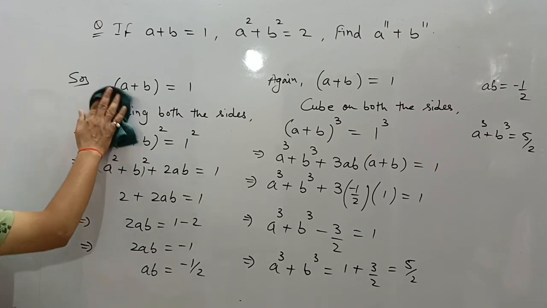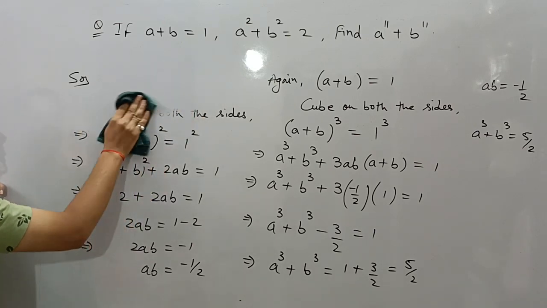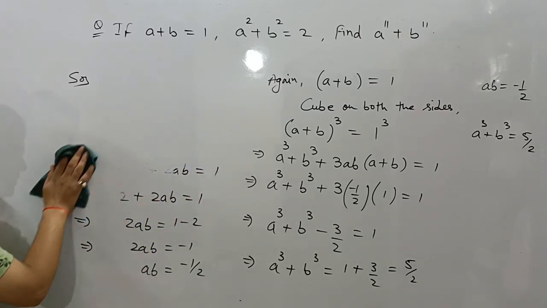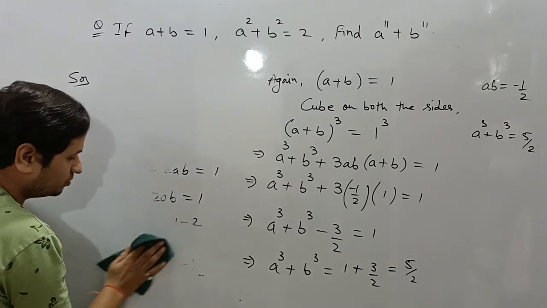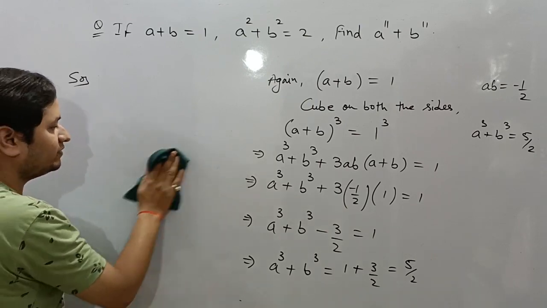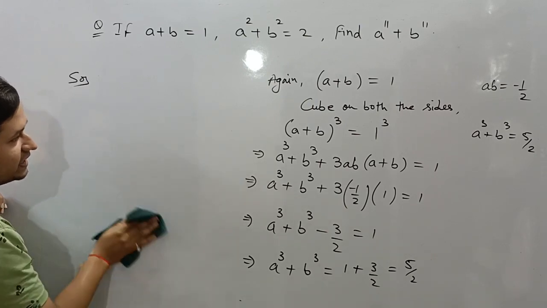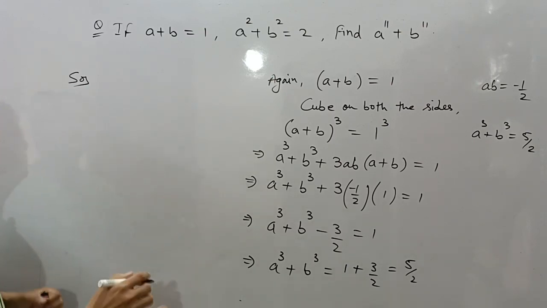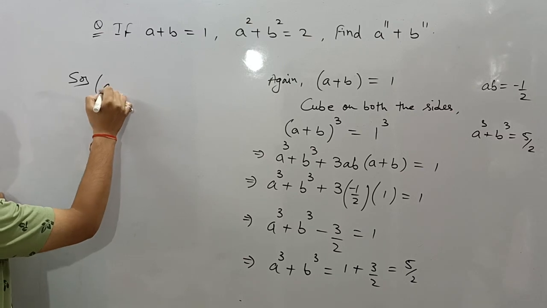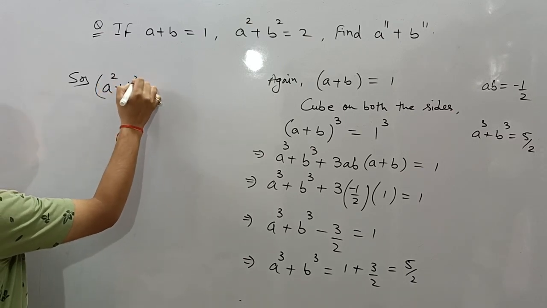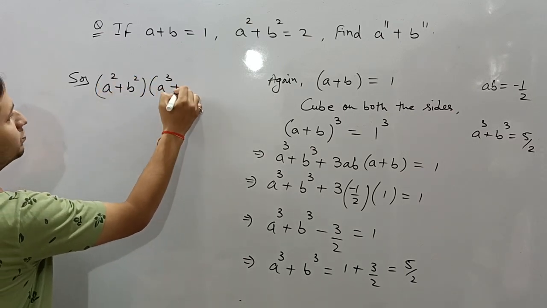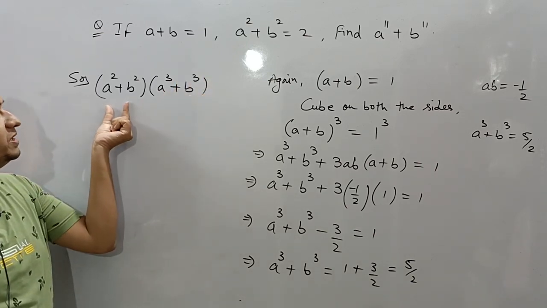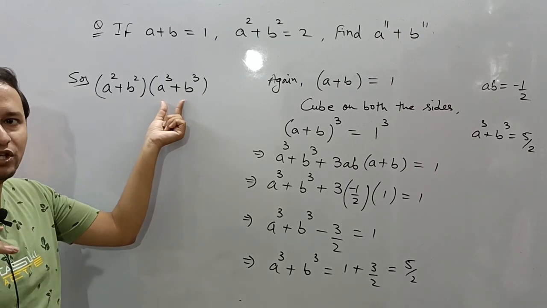Clear? Now what will we do? We will multiply (a square plus b square) into (a cube plus b cube). Why? Because when we do this, we will get a to the power 5 plus b to the power 5. I will show you. Now multiply a square plus b square into a cube plus b cube. We will multiply a square plus b square and a cube plus b cube.